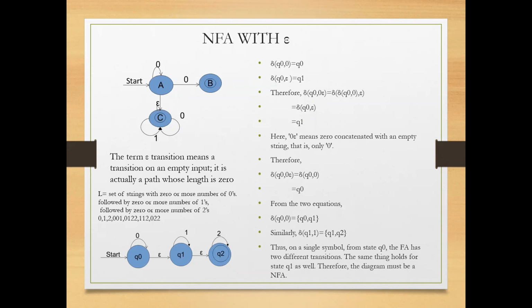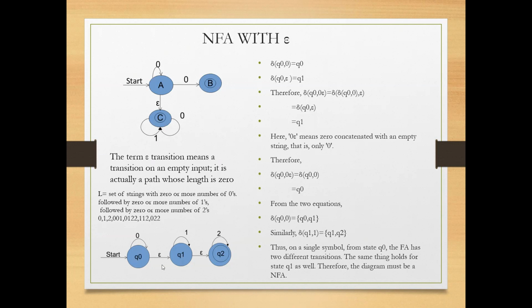are there only in NFA. DFA does not accept the empty input, or there is no epsilon transition in DFA. So if you have multiple transitions on one input symbol, or if you have a transition on epsilon, then that automata you can call an NFA. Okay, now consider this another NFA.